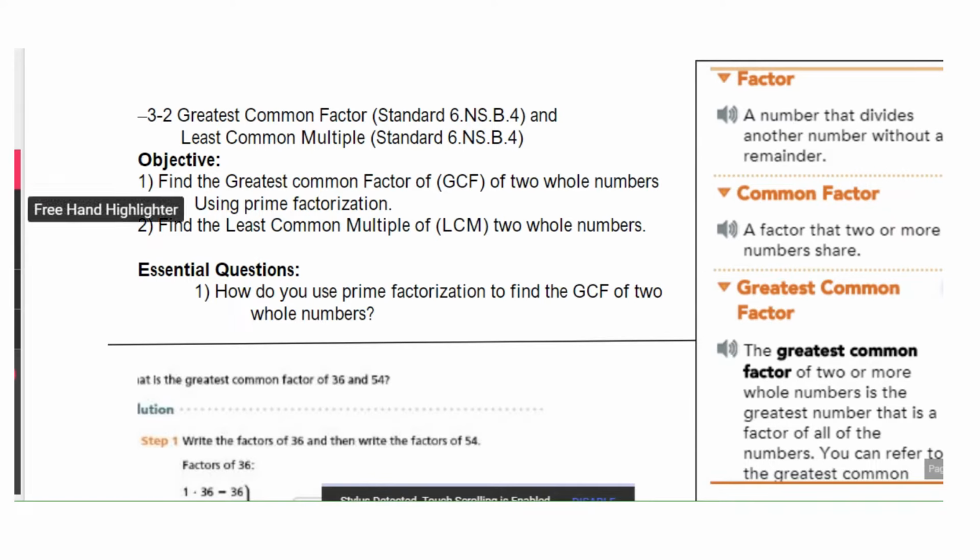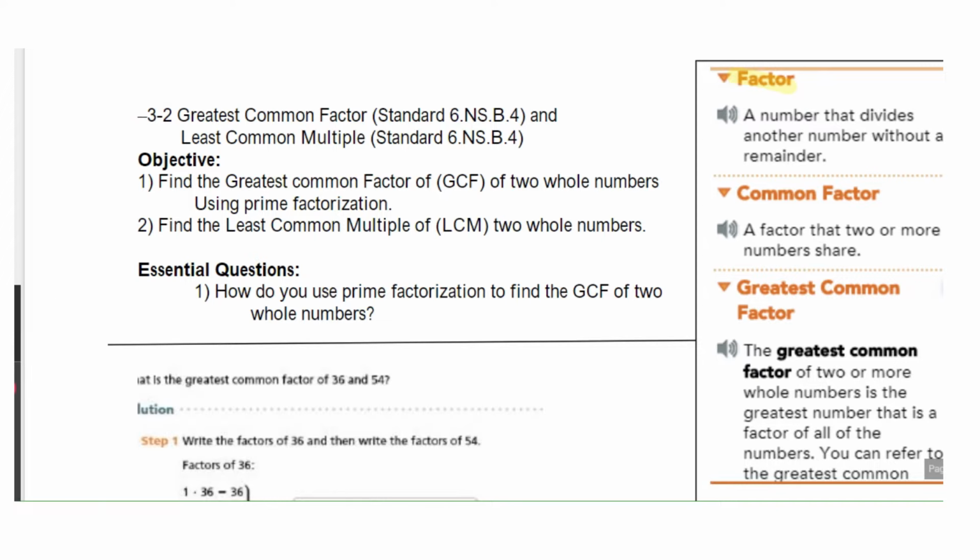A factor is going to be a number that divides another number without a remainder. As an example, if we multiply 3 times 5, that equals 15. So 3 and 5 are factors. What makes these factors? Because if we start with 15 and divide it by 5, we'll get a whole number, 3. There's no remainder. The two numbers that you multiply together to get the product are called your factors.